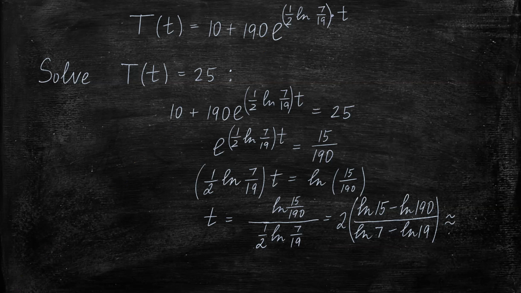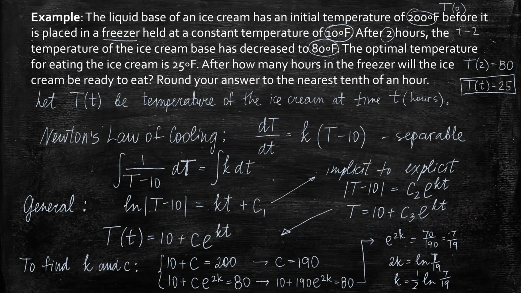So the calculator tells me that the answer is 5.1. And the units here are hours. So it takes about 5.1 hours for this ice cream to cool off to the desired temperature. So this is one application of separable differential equations, and let's take a look at another one.